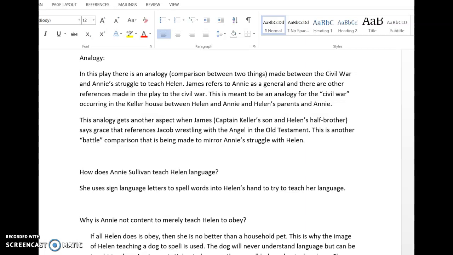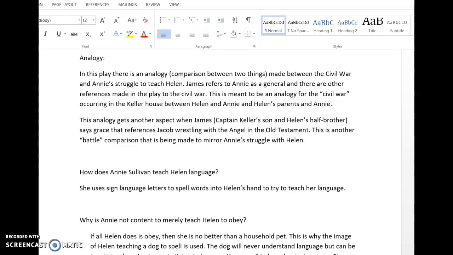This analogy gets another aspect to it when James, I asked you guys what he said for grace and why he said it. A lot of you didn't know why he said it. He says that grace where he references the Old Testament of Jacob wrestling with the angel. It's supposed to be another battle comparison that's supposed to mirror Annie and Helen's fight for her obedience and for her to learn language.